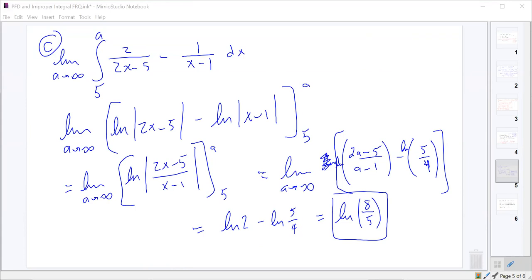Any questions on part C? 1 point for the right antiderivatives, 1 point for the limit expression, 1 point for the answer. Actually, I think this point is probably associated over here for this expression, but good with part C?